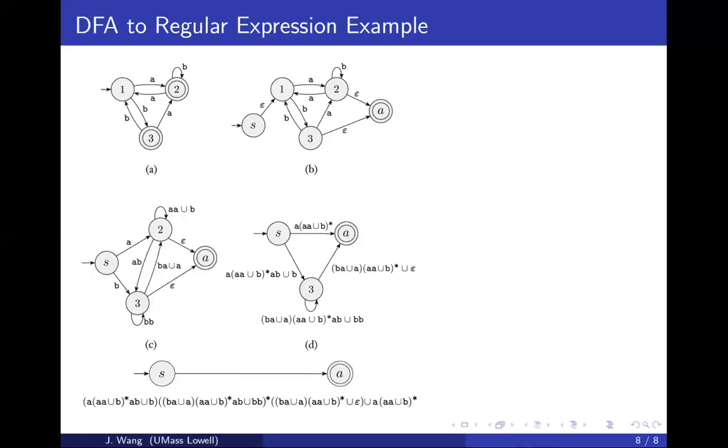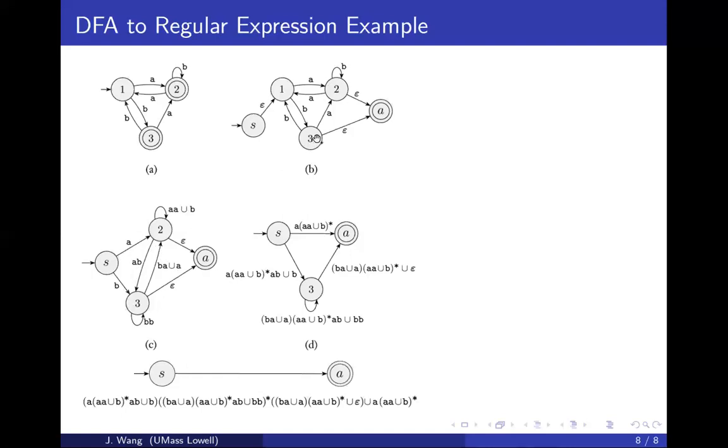All right, and then 1 is removed. So there is a path that goes through once from 2 to 3. So that means now from 2 to 3, I have a direct link with this regular expression AB. So that's what we have.